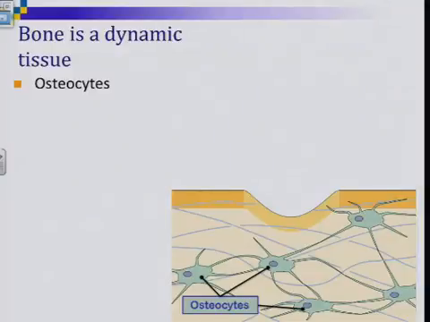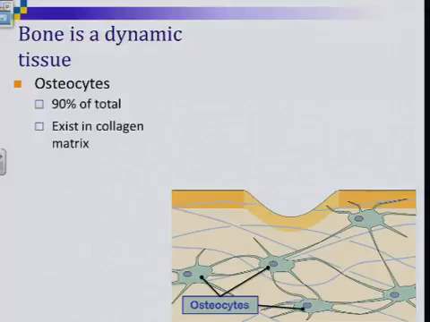The cell types in it are osteocytes, and these guys in here, so this is a cutaway of a chunk of bone. These guys are the osteocytes. Okay? They exist inside the bone. About 90% of the total cells in the bone are osteocytes. And these blue lines are supposed to be the collagen matrix in which these cells exist, and they actually excrete collagen and make most of the structure of the bone.